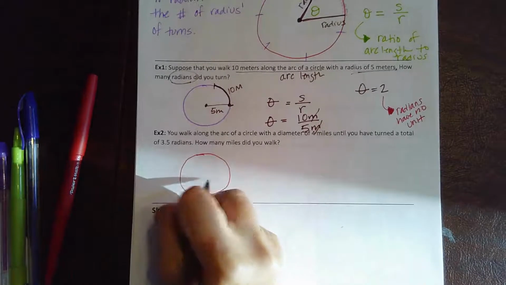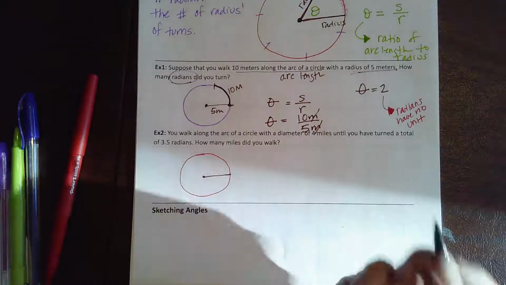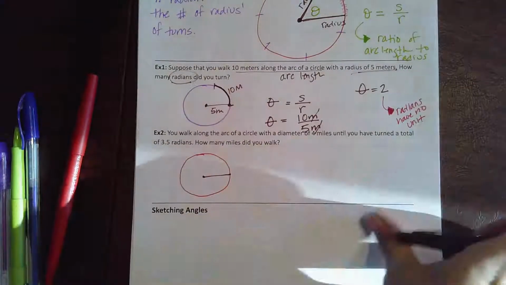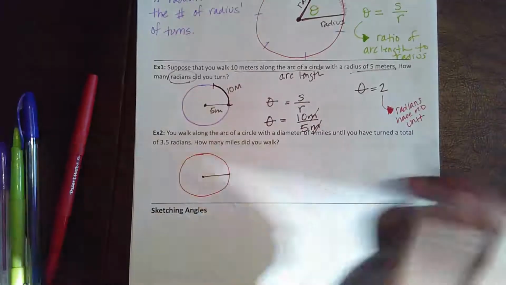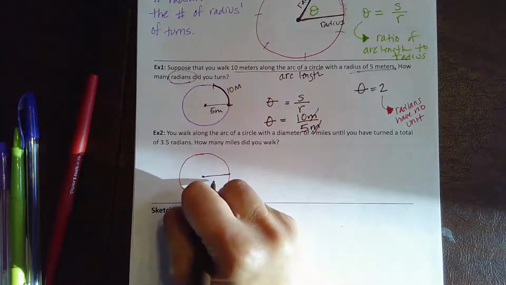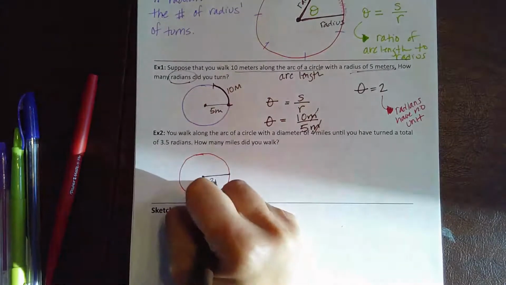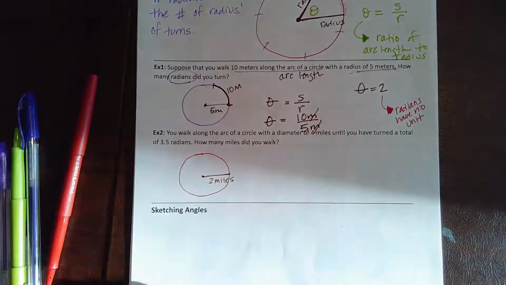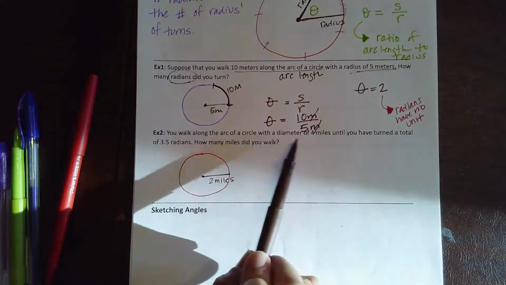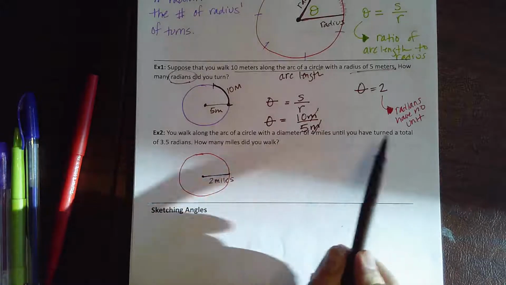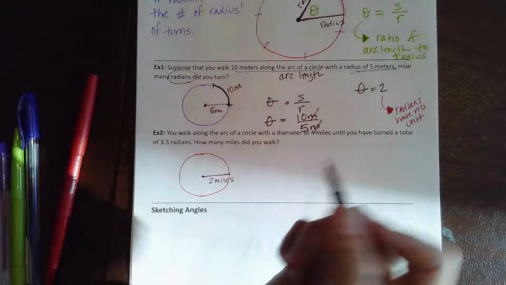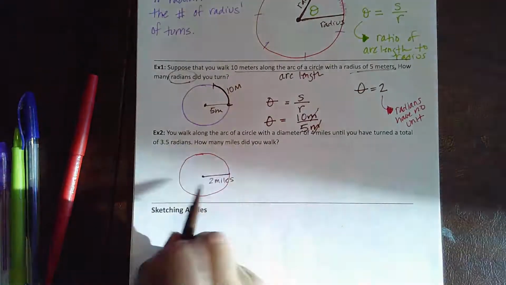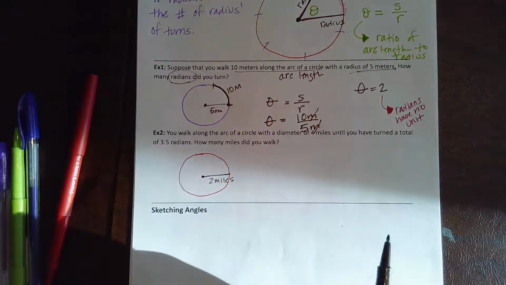The diameter is 4 meters. But again, because we're looking at this formula up here, that arc length formula, we talked about the radius. So if the diameter is 4 miles, then the radius would be 2 miles. So you walk along the arc of a circle with a diameter of 4 miles until you have turned a total of 3.5 radians.